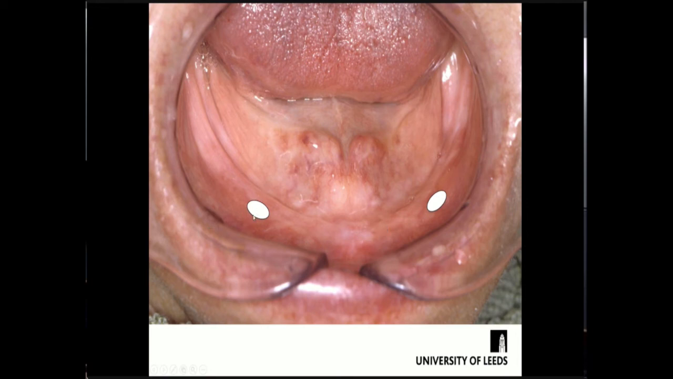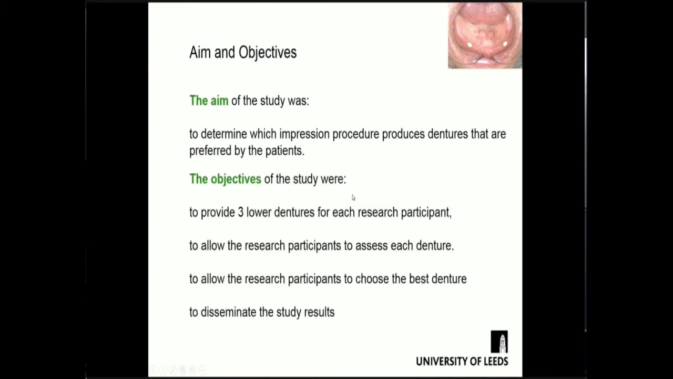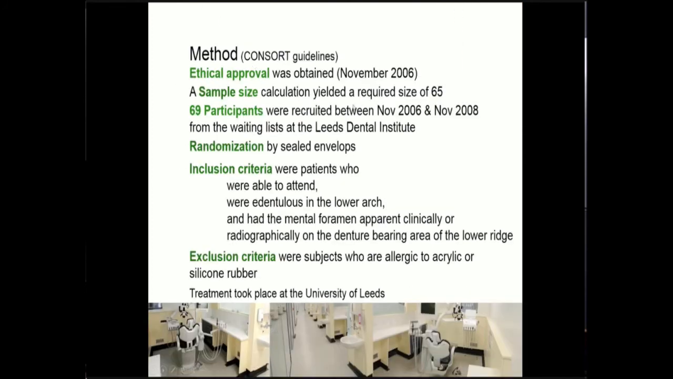So what we want to do is determine which impression procedure produces dentures that are preferred by the patient. So you know our protocol now, it's a crossover randomized controlled trial. The objectives of the study are to provide 3 dentures for each research participant to allow them to choose the denture they prefer. Ethical approval, sample size 65, 69 patients were recruited, randomisation, sealed envelopes, inclusion criteria, mental foramen. Identifying that number of patients who had a mental foramen problem was an issue for us. It's hard to find these patients.